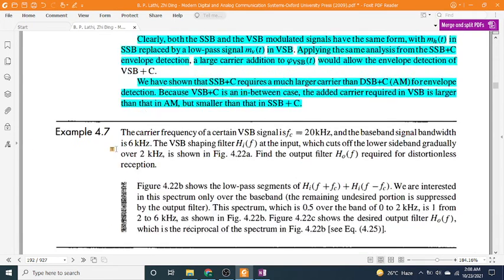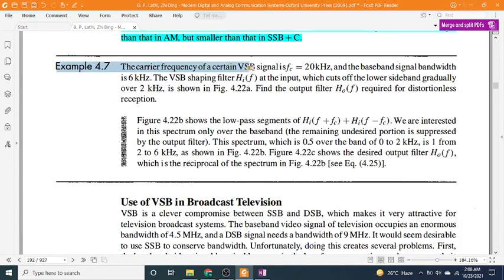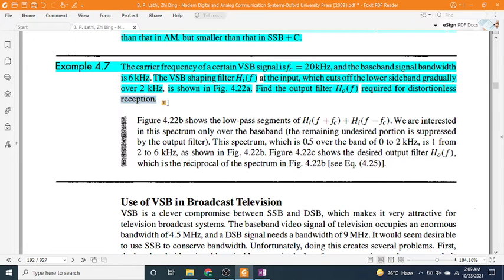Example 4.7. The carrier frequency of a certain VSB signal is f_c = 20 kHz, and the baseband signal bandwidth is 6 kHz. The VSB shaping filter H(f) at the input, which cuts off the lower sideband gradually over 2 kHz, is shown in Fig. 4.22a. Find the output filter H_o(f) required for distortionless reception.